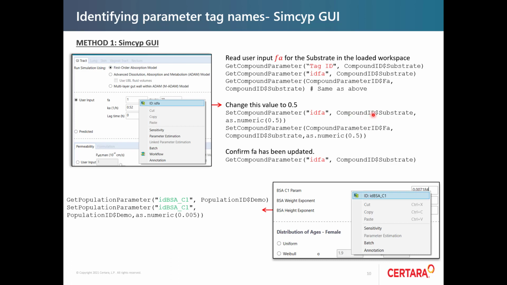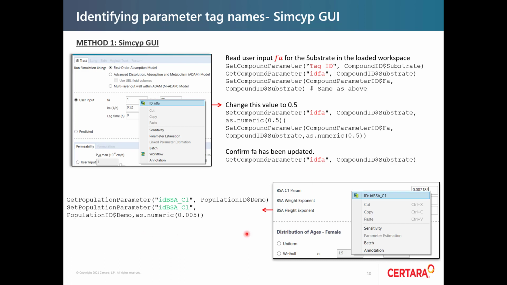So in this case, we want to change the substrate FA value. And then finally, you need to mention the value that you wish to change this parameter to. So in this example, we are changing the FA value to 0.5. Once that is done, you can then rerun the getCompoundParameter function to just check that the change has been made.